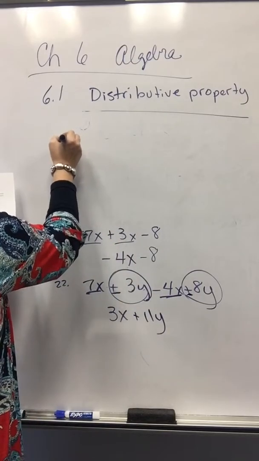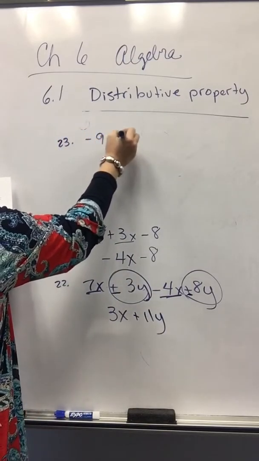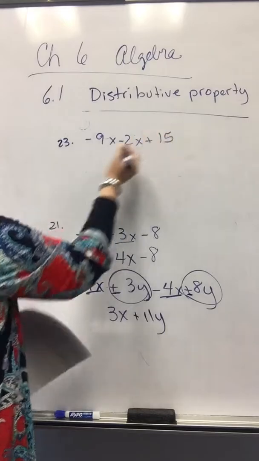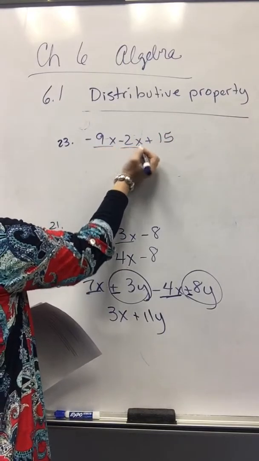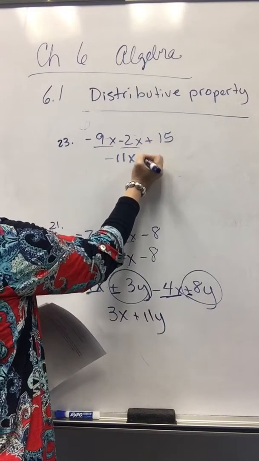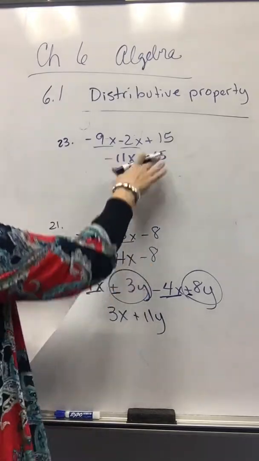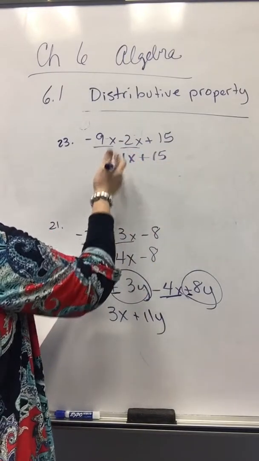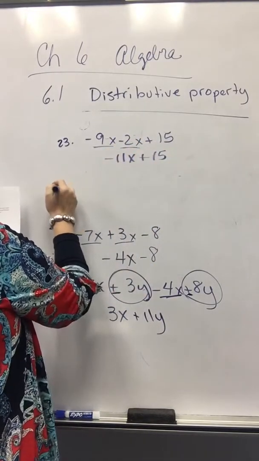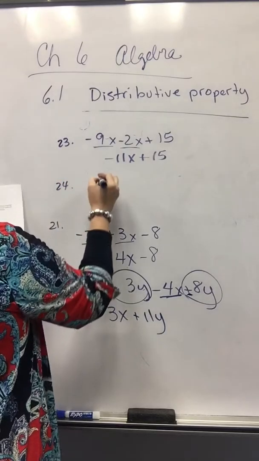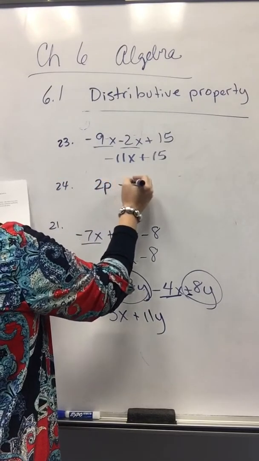Okay, next, 23. You can combine the minus 9x and the minus 2x, which is negative 11x, and bring down the 15. And by the way, those could be in the other order, like 15 minus 11x would be exactly fine as well. Okay, 24.